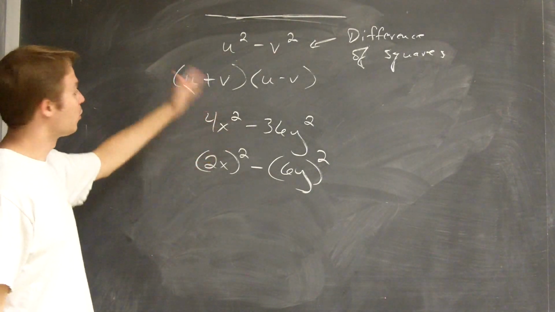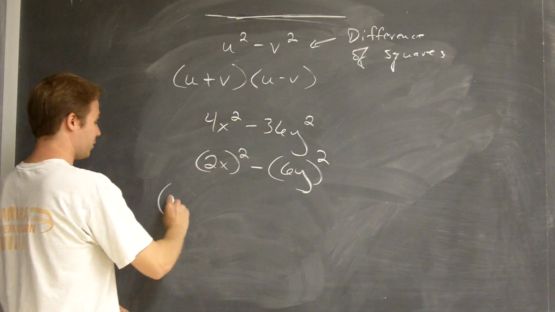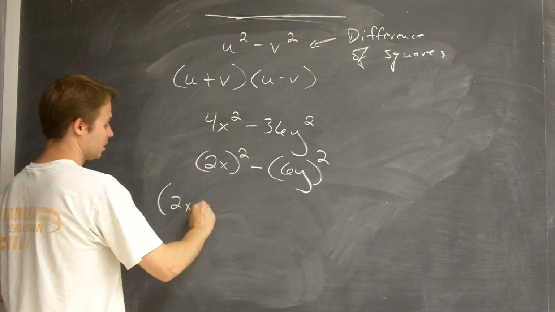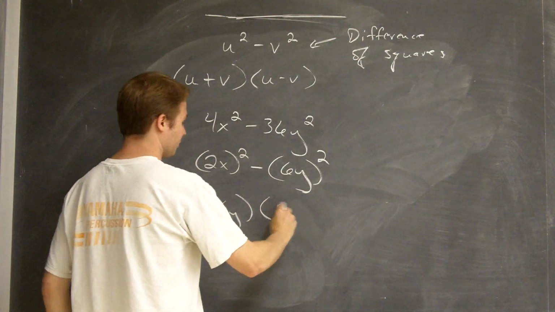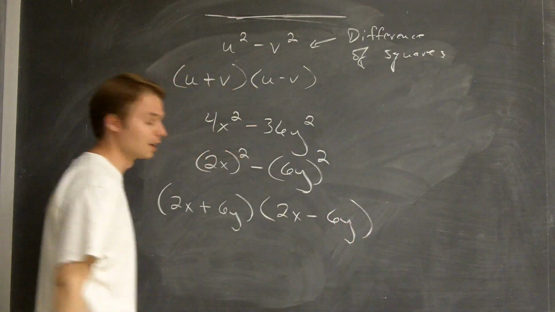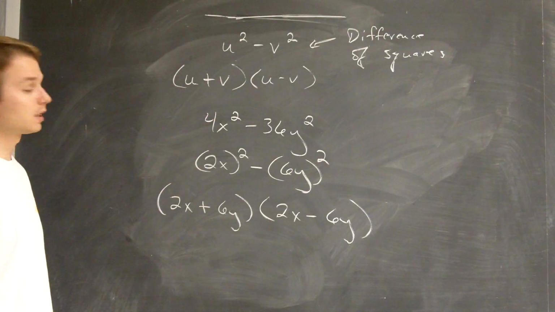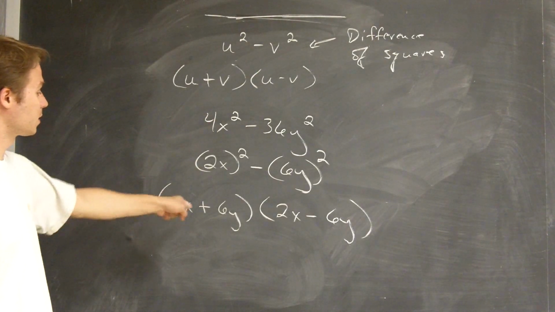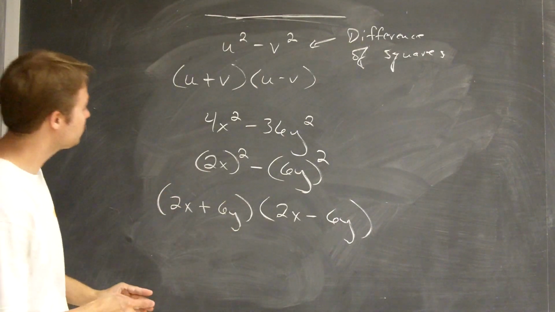So once you get into this form, it's easy. Just rewrite it in the form we have up here. The first thing, which is 2x, plus the second thing, which is 6y, times the first thing again, which is 2x, minus the second thing. And this should be a factorization of 4x squared minus 36y squared into 2x plus 6y times 2x minus 6y.